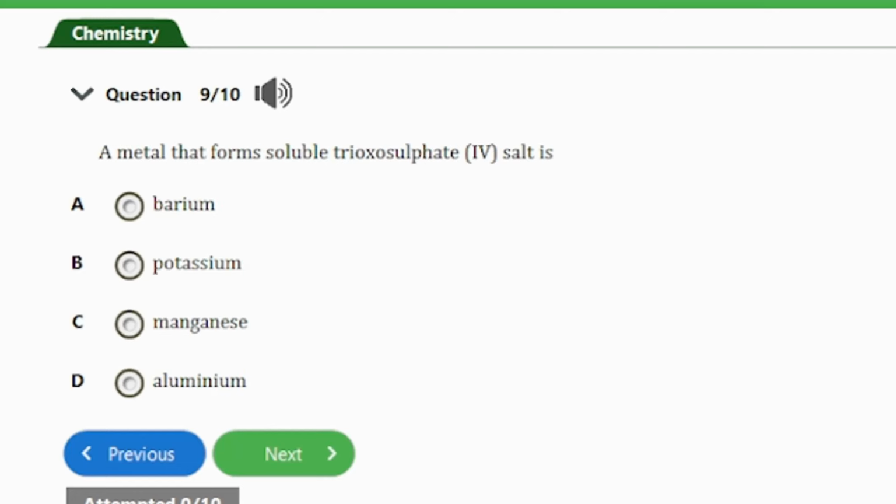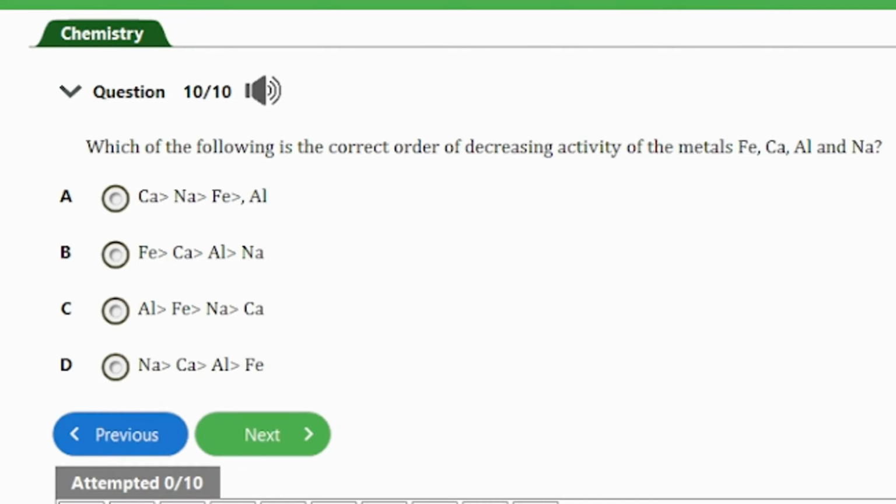Let's consider the next question. Question number 9 says a metal that forms soluble sulfate salt is A, barium, B, potassium, C, manganese, D, aluminium. The answer to this question is option B here, that's potassium. So that's it for that question. Let's consider the next and the last question.